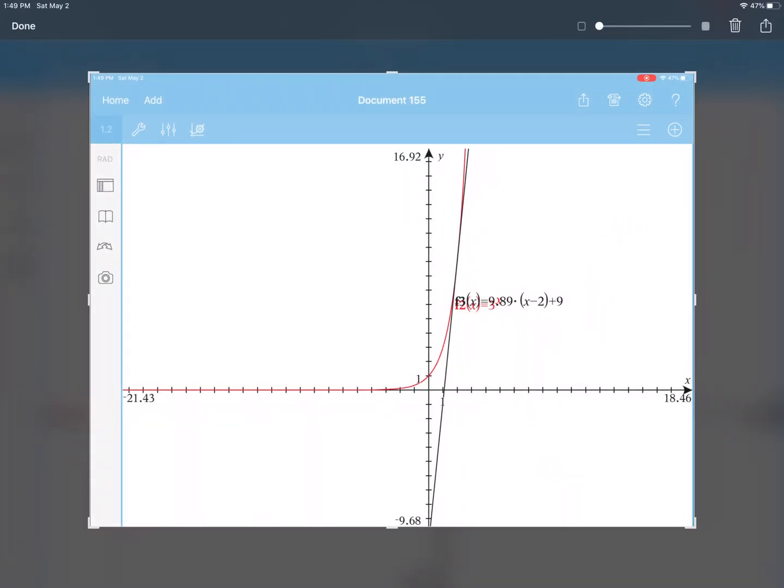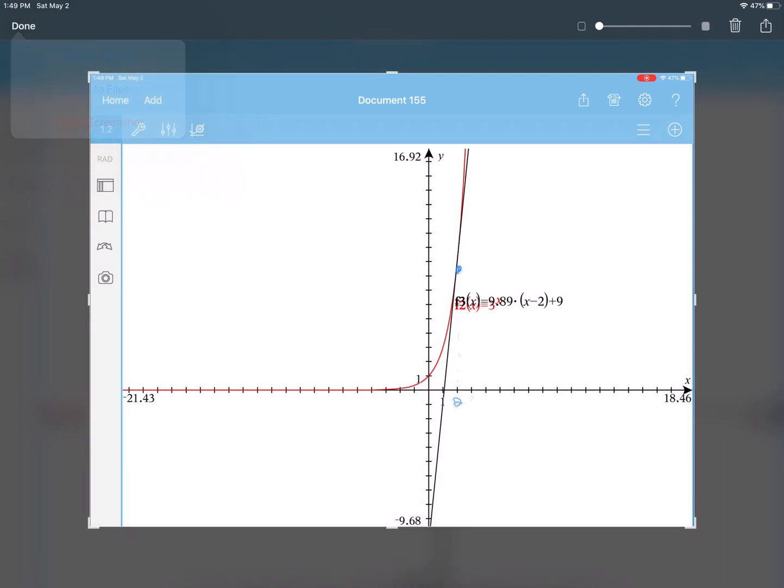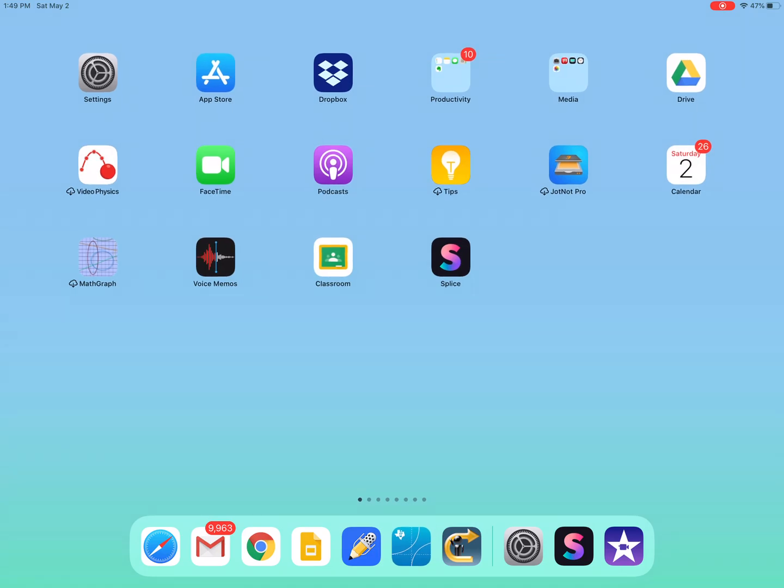If I scroll down, I'll take a little screenshot so I can write on it. You can see at x equals 2 that the line grazes the graph at that one particular point. You know you've probably got the right answer because it's not obviously a secant going through 2. So that's an easy way to check to see if you've got your equation correct.